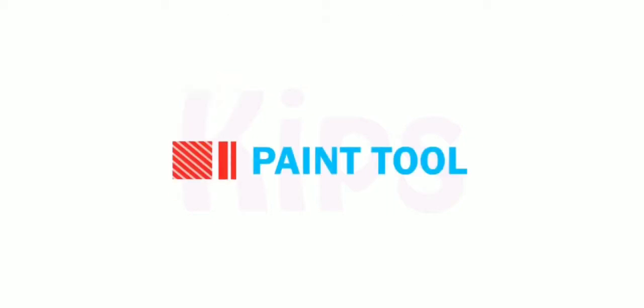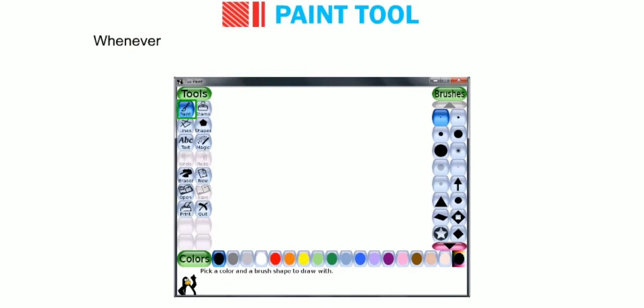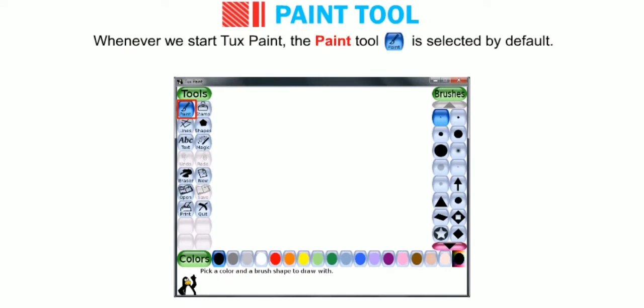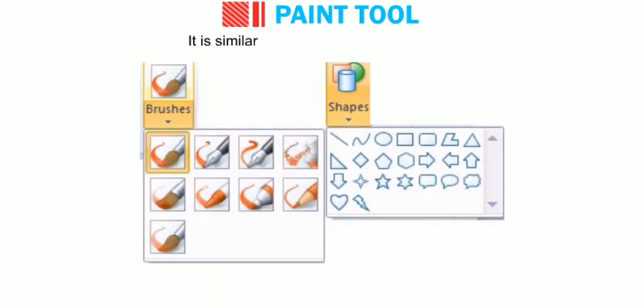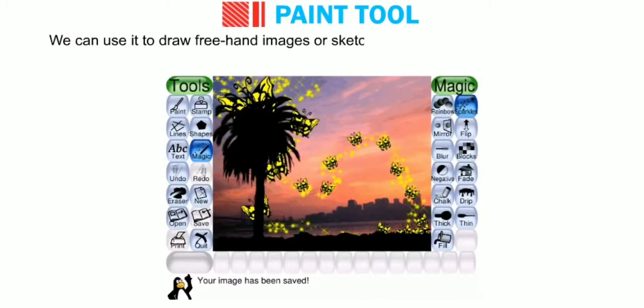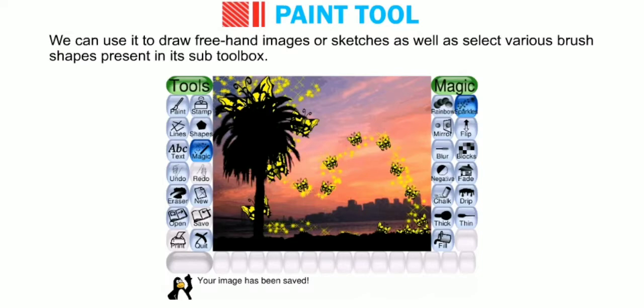First we shall talk about the Paint tool. Whenever we start Tux Paint, the Paint tool is selected by default. It is used to paint and draw anything that you like. It is similar to the brush tool in MS Paint. We can use it to draw freehand images or sketches, as well as select various brush shapes present in its sub-toolbox. Let us start drawing scenery using the Paint tool.